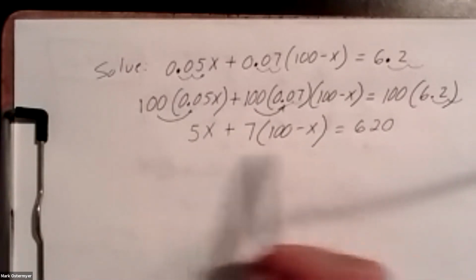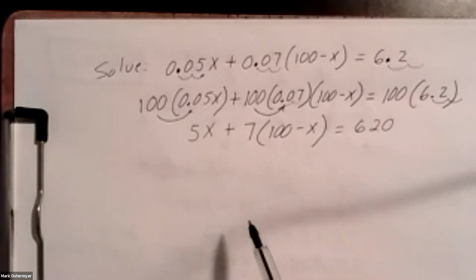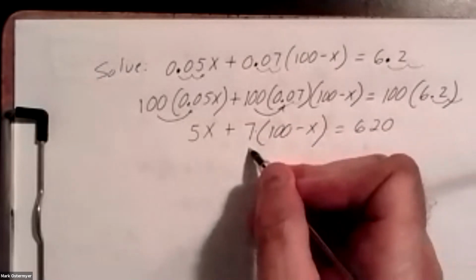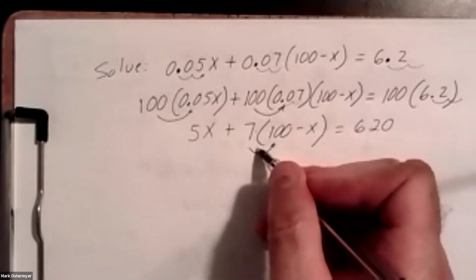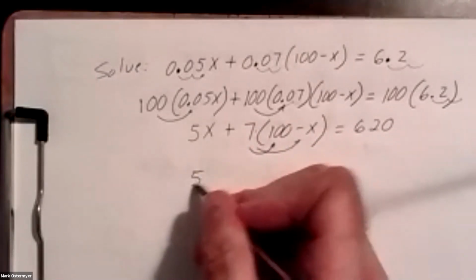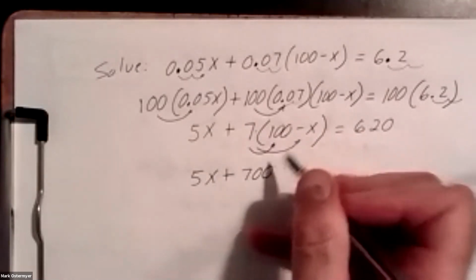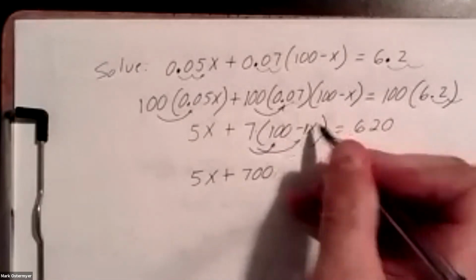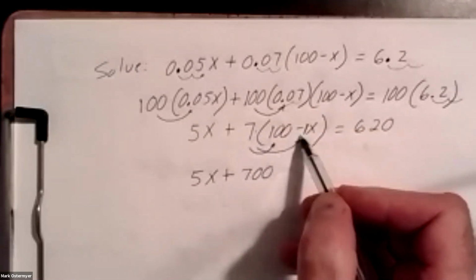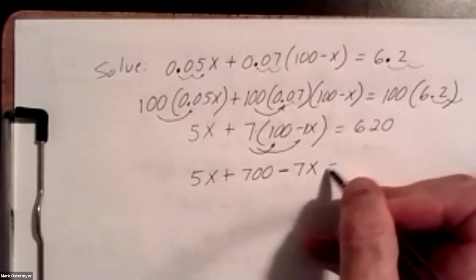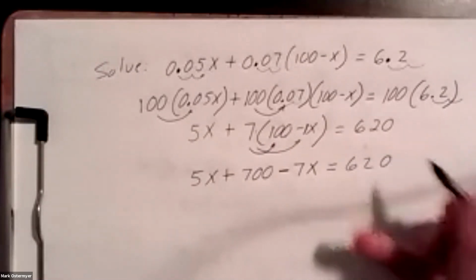Now we're back to an ordinary equation. How do I solve for x? Distribution first. All right, yes, we're gonna have to distribute here. So we'll have 5x plus 7 times 100 is 700. 7 multiplied by a negative 1x. What's 7 times a negative 1? -7. So we got negative 7x, and that's equal to 620 on the right.